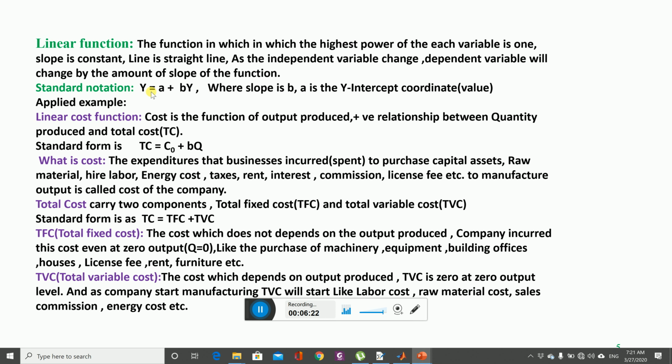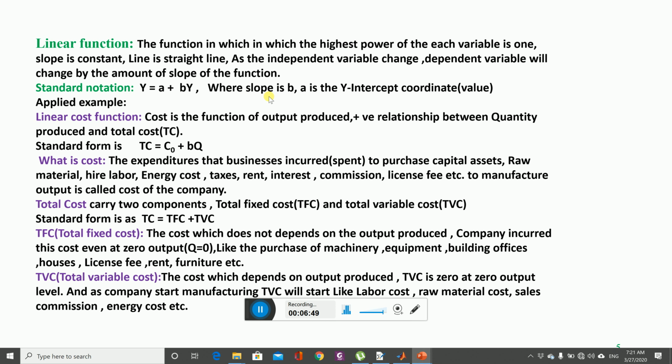Standard notation is y is equal to a plus bx. Sorry students, this is x, this is not y. This is the independent variable, and we discussed that the independent variable is x, and it is located on the right hand side of the function. I'm again sorry, let me change it. This is the dependent variable y, this is the independent variable x, this was a writing mistake.